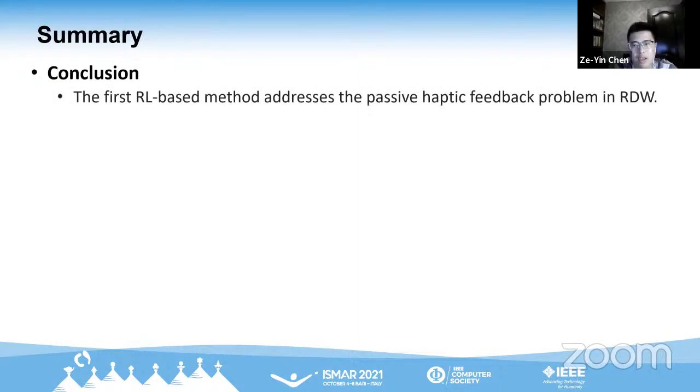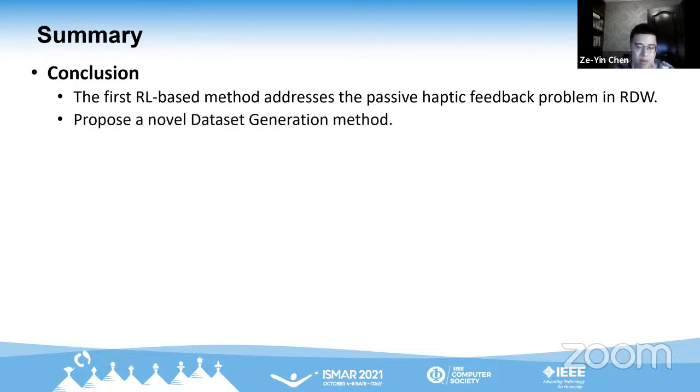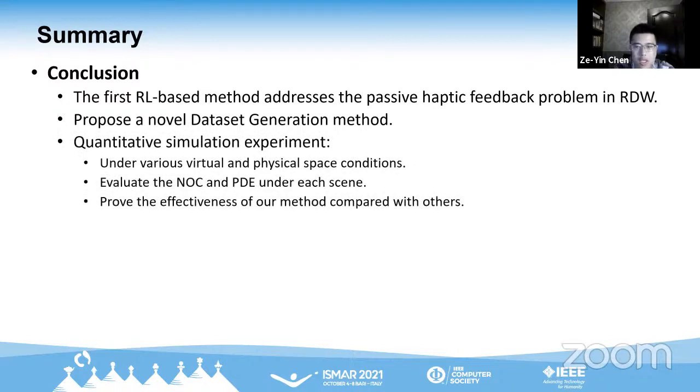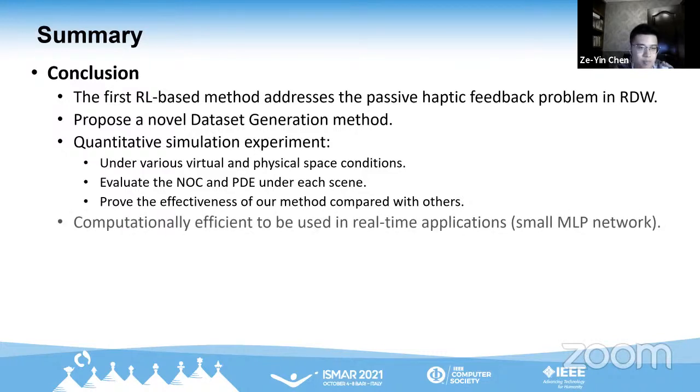To conclude, it is the first reinforcement learning-based method that addresses the passive haptic feedback problem in RDW. And we propose a new dataset generation method by reversing the path records. We have conducted quantitative experiments under various virtual and physical space conditions and verified that our method has significant advantages in both NOC and PDE metrics compared with other algorithms. Furthermore, the small network architecture makes this method computationally efficient for use in real-time applications.